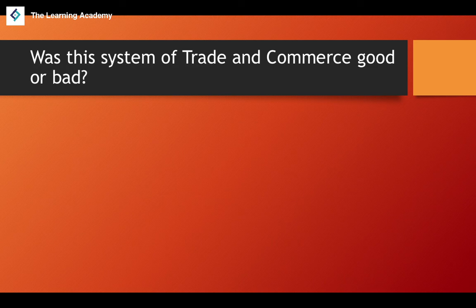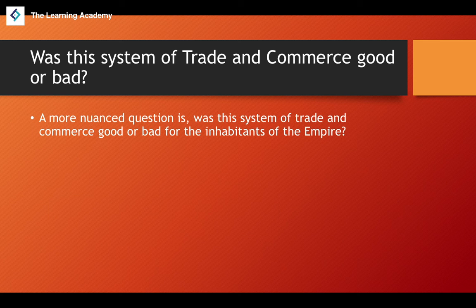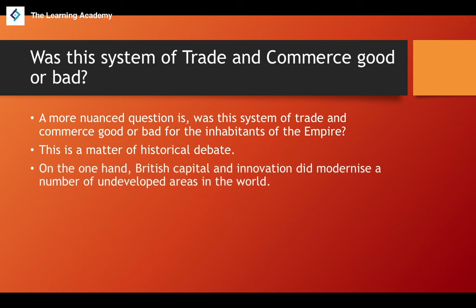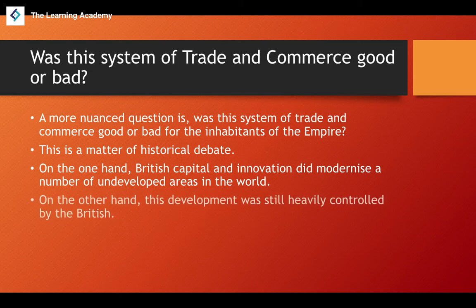So overall, if we're talking about the historiography of this period and the trade and commerce system that took place, we have to ask whether or not trade and commerce was good or bad, but more specifically, whether it was good or bad for the inhabitants of the British Empire, for the people who lived in the empire across the world. And this is still a matter of historical debate. On the one hand, British capital and innovation did modernize a number of undeveloped areas in the world. So with interest in certain areas by the British Empire came modernization, innovation, and investment. But on the other hand, this development was still heavily controlled by the British. Whilst there was a sense of modernization across places in Africa, India and other parts of Asia, the extent to which this was independently controlled is very limited. The British Empire still was heavily in control of these areas.